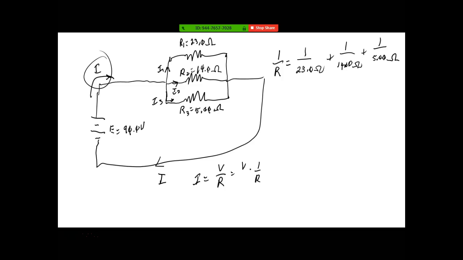Got to wake up my calculator on my phone again. Okay? Alright. So, I'll flip it over to the side here and just type in 23, 1 over x, plus 14. Whoops, that didn't enter right. 14, 1 over x, plus 5, 1 over x, equal.